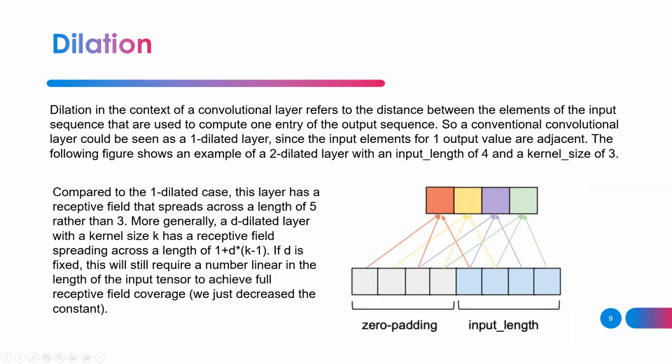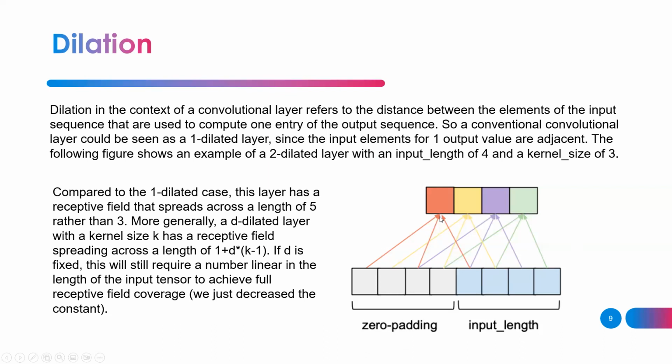Another thing that you will typically hear about when working on TCN networks is the concept of dilation. So what does dilation mean here? Dilation in the context of convolutional layers refers to the distance between the elements of the input sequence. Previously, when you had a kernel size of 3, we were taking adjacent elements from the input tensor and manipulating them by multiplying by a kernel and doing the dot product to get the output. But what if the dilation size is actually 2, not 1?